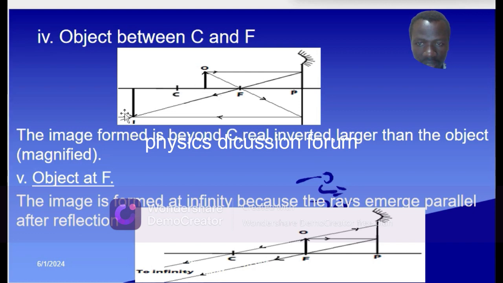You can compare the size. Now the image is magnified. It is inverted. Yes, it is real, formed beyond C. Those are the properties. Then object at F, yes.